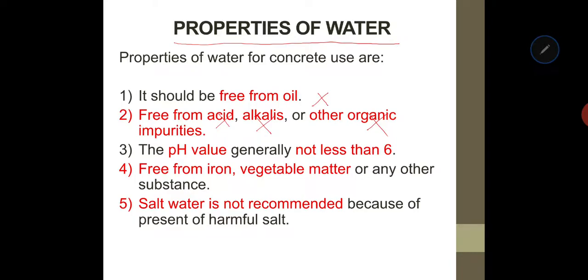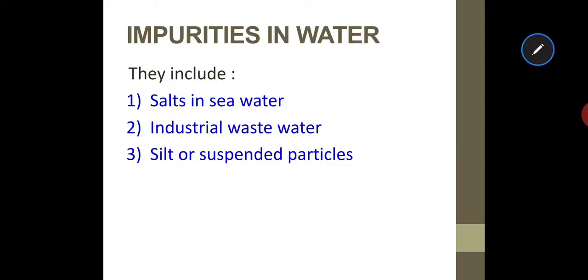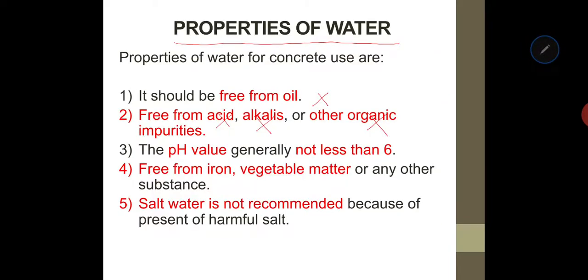And of course it must be alkaline, so the pH value is not less than 6, so it must be higher than 6. And then it must have no iron content, no vegetable matter, or any substance.